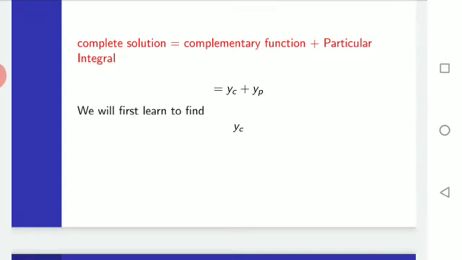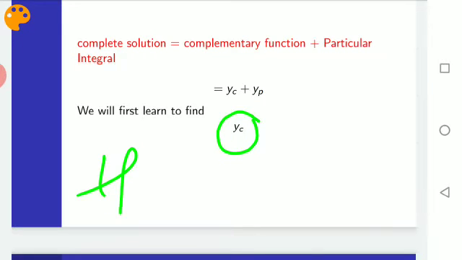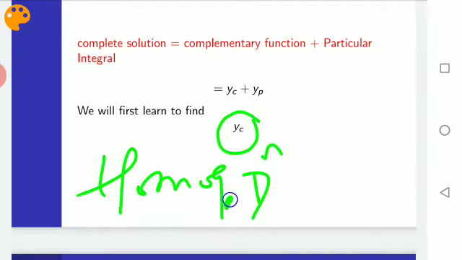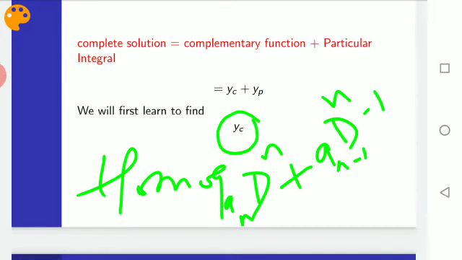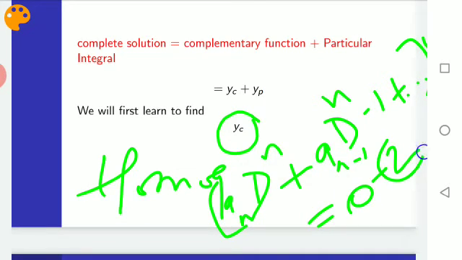Y_c is the complementary function, and I will find y_c from the homogeneous part of the differential equation. That means I'm setting (a_n D^n + a_{n-1} D^{n-1} + ...) operated on y equal to 0. I'm going to consider this equation, which is my equation 2. So equation 2 is basically what I'm going to be dealing with in order to get the complementary function.